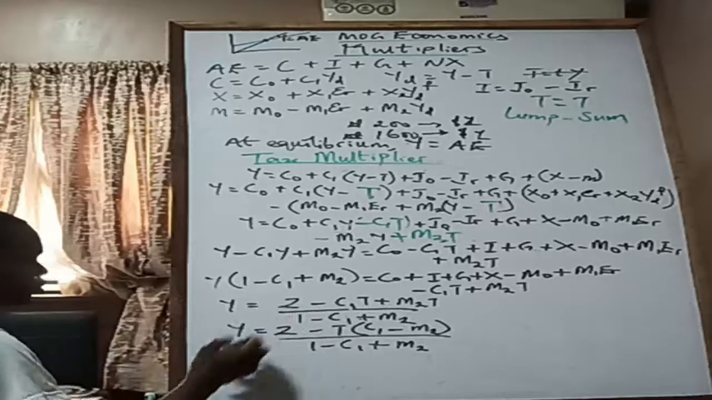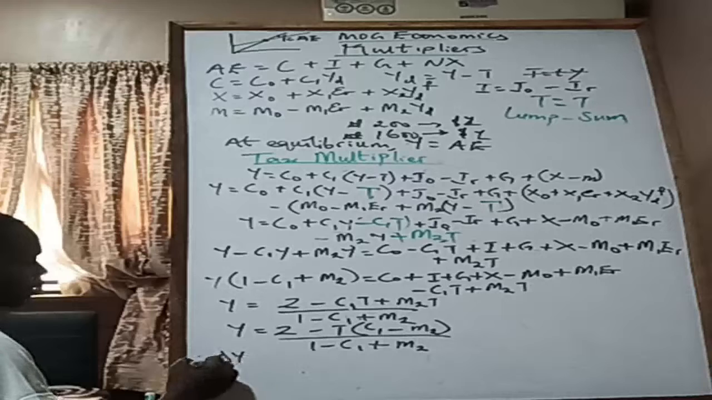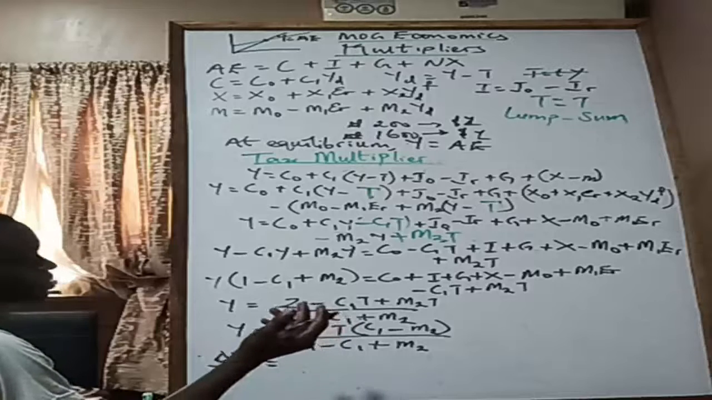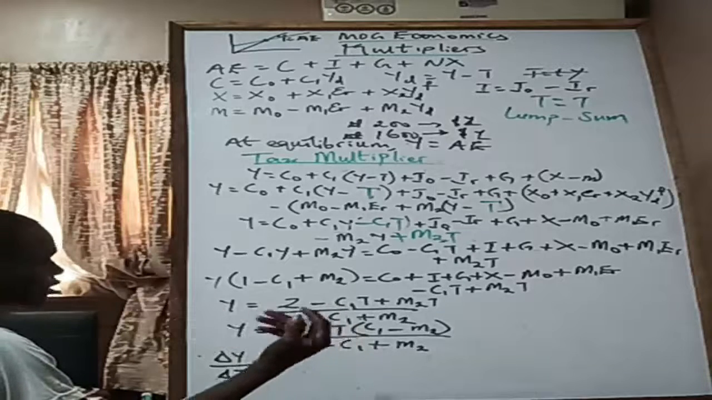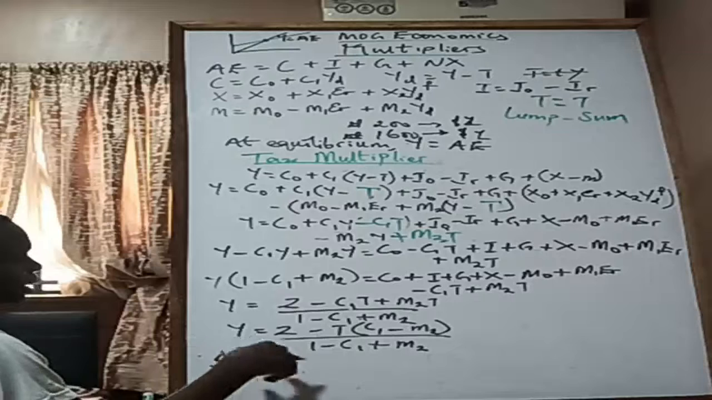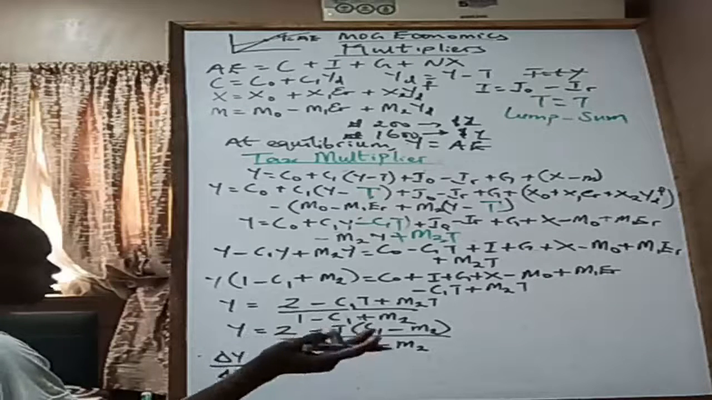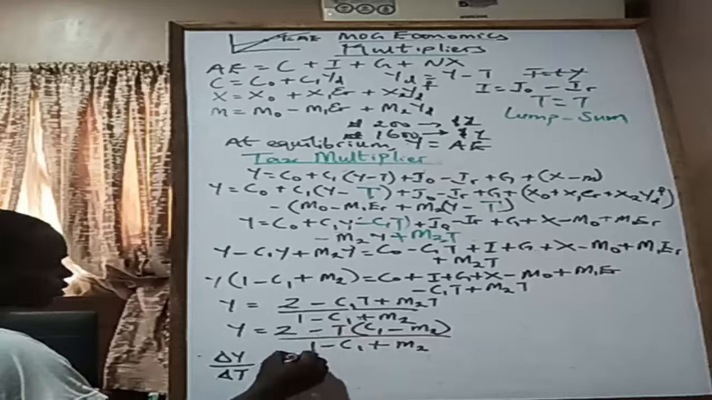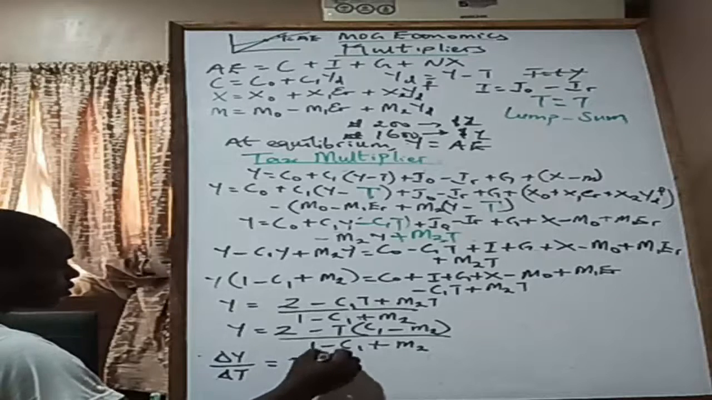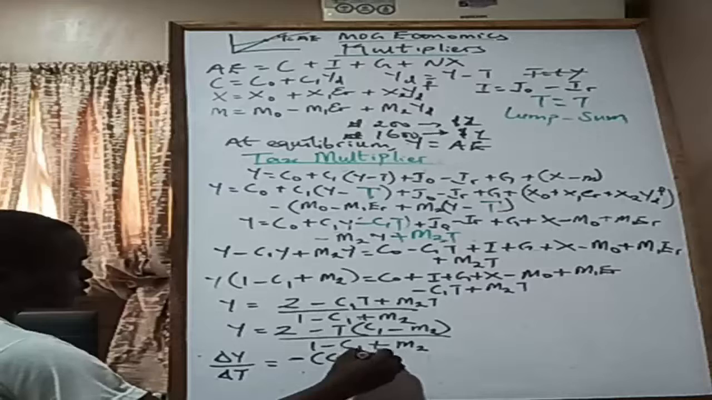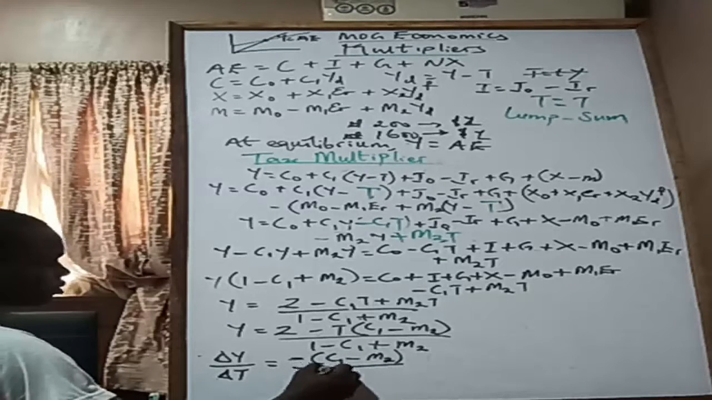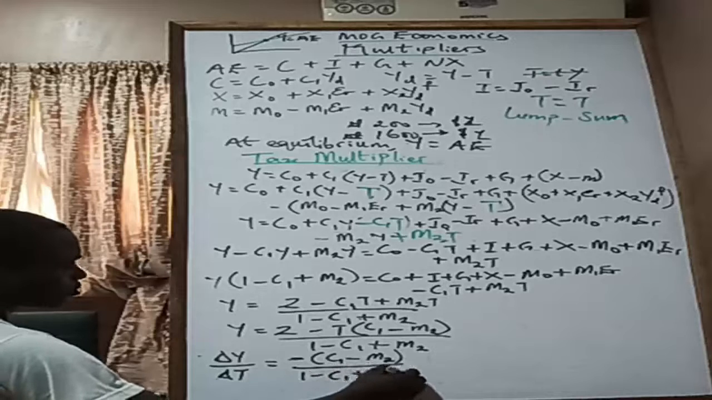So if you want to do the tax multiplier, which is looking at the change in equilibrium income as a result of a change in the lump sum taxes, whether there's an increase in the tax or a reduction in the tax, we differentiate. z is a constant, so it disappears. What I'm going to have is a minus t here that becomes a minus 1. So I have minus c1 minus m2, then divided by 1 minus c1 plus m2.